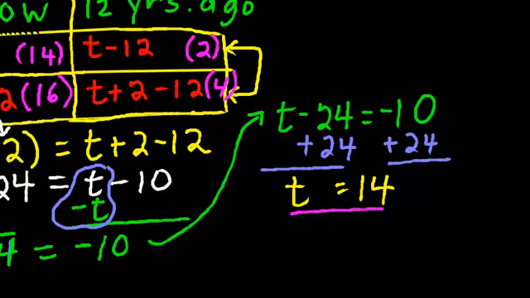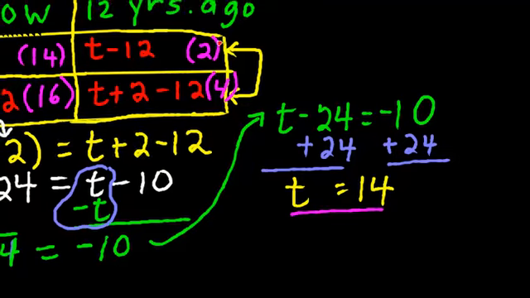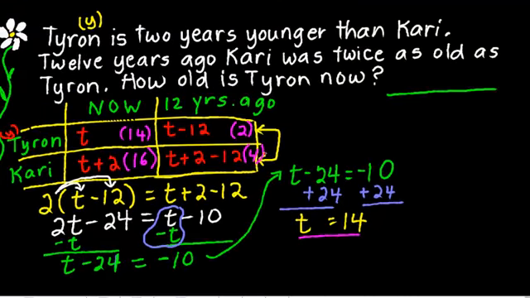So I'm going to reread the problem and make sure all of this makes sense. Tyrone is 2 years younger than Kari. Yes, 14 is 2 years younger than 16. That's 2 less than 16. 12 years ago, Kari was twice as old as Tyrone. According to this, 12 years ago, Kari was 4 and Tyrone was 2. And 4 is twice the number 2.